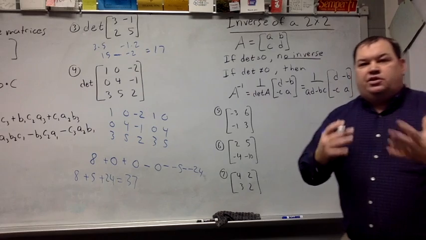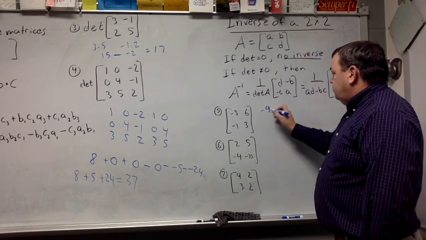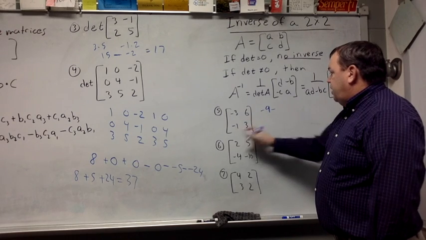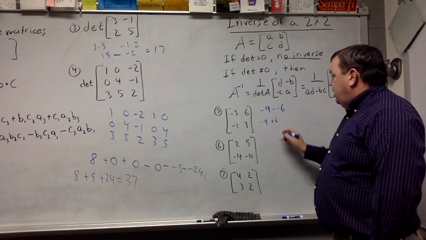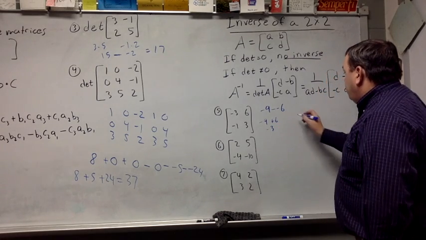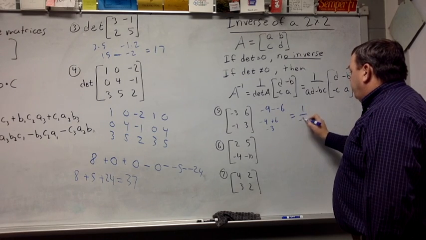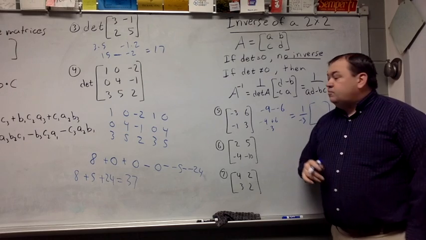We'll start with the determinant. I'm going to take the main diagonal minus the backwards diagonal. So I get negative 9 plus 6, I get negative 3. I know it has an inverse. So I'm going to put 1 over negative 3, and now I need to rearrange.